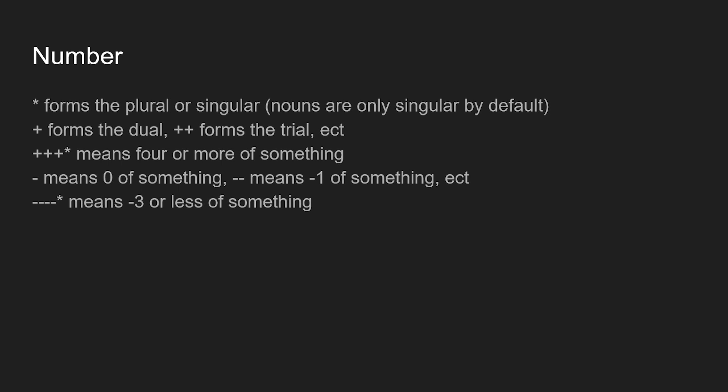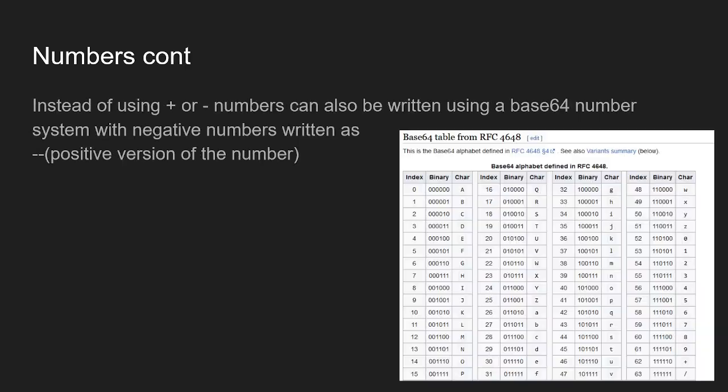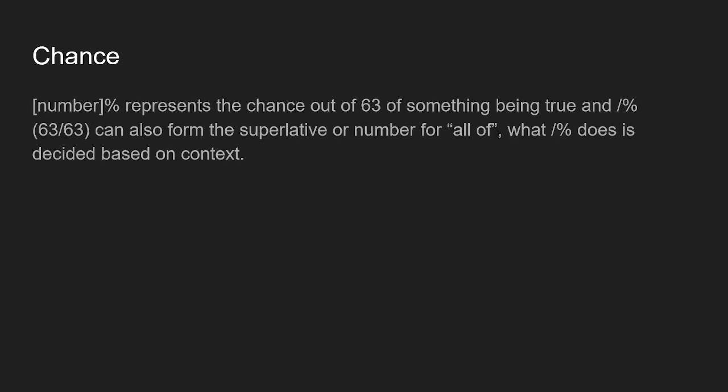Number. Star forms the plural or singular. Plus forms the dual. Plus plus forms the trial, and that keeps going on. And you can also combine the plus and the star. So plus star means 4 or more of something. Zero means 0 of something. Minus means -1 of something, etc. And then minus star would be -3 or less of something. Instead of using plus or minus, numbers could also be written using a base 64 number system, with negative numbers written as negative, and then the positive version of the number.